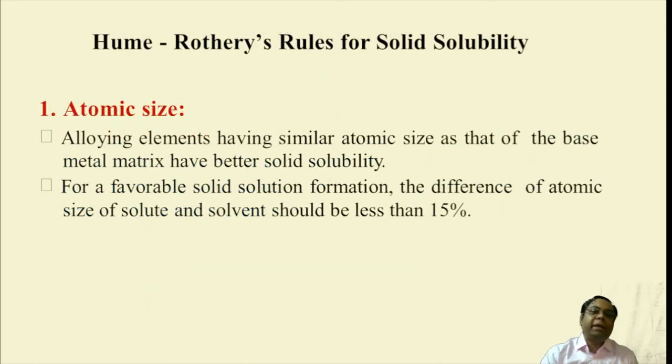First one is atomic size. Alloying elements having atomic size close to that of the base metal matrix have better solubility. For favorable solid solution formation, the difference in atomic size of solute and solvent should be less than 15%.